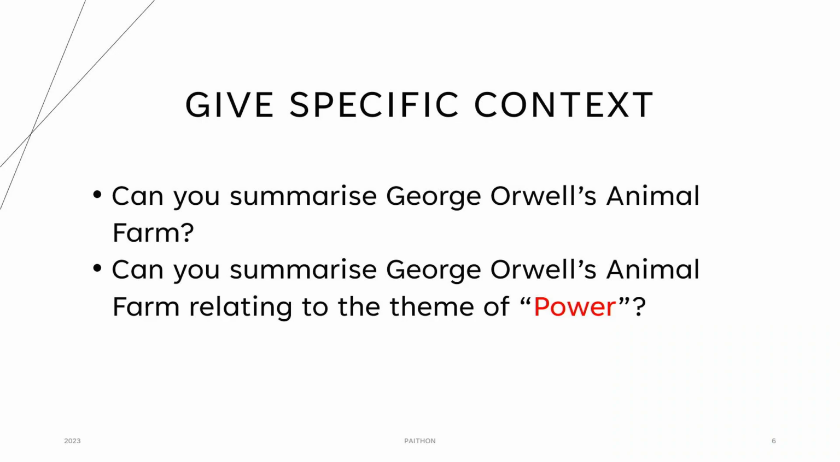So the first prompt is: can you summarize George Orwell's Animal Farm? And my second prompt is: can you summarize George Orwell's Animal Farm relating to the theme of power? So let us put this inside ChatGPT. If you all have your accounts logged in, can you all also do the prompting together?